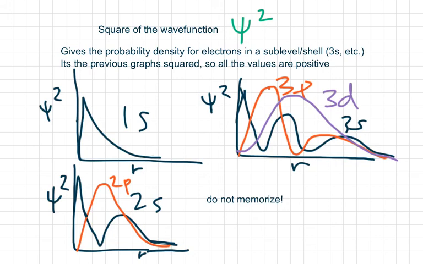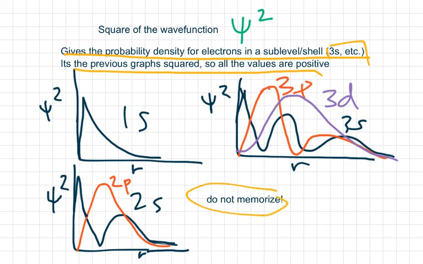What happens if we square the wave function? Well, squaring the wave function gives you very useful information. It gives you the probability density for electrons in a subshell or sublevel, such as 3s or some other sublevel or shell. It's the previous graph squared, so all the values are positive. So notice that since these are just the squares of the previous graphs, you don't really have to memorize them, since all you have to do is square a graph.